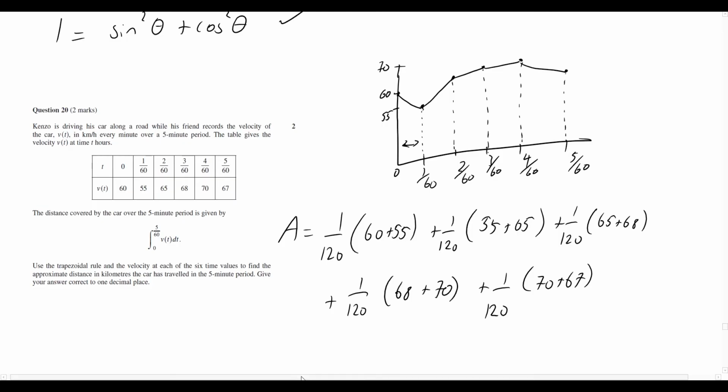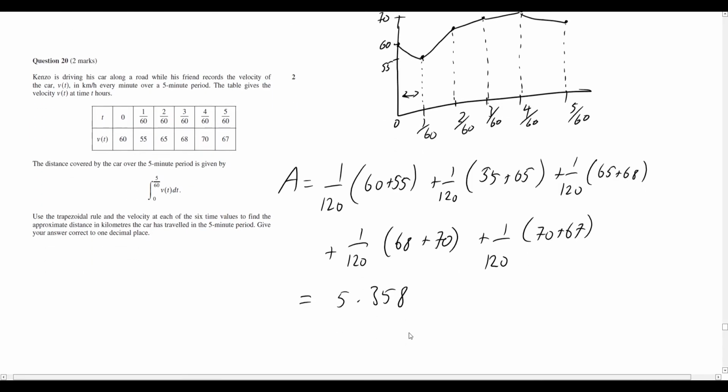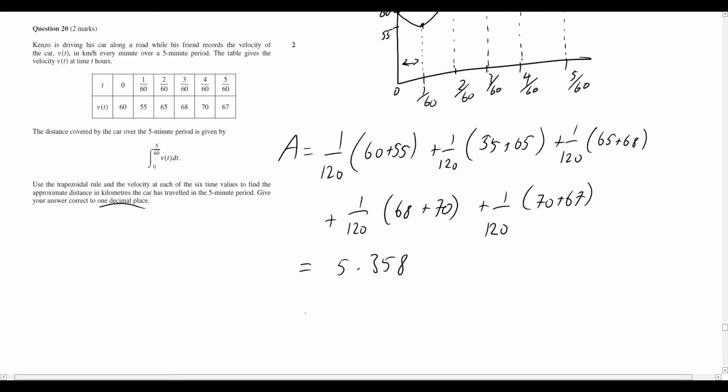And so when we calculate all that, we find that A, the area underneath the curve, is going to be equal to about 5.358. So now rounding that to the nearest decimal as asked, we can say that therefore 5.4 kilometers. And that's how far we have traveled in those 5 minutes. All right, and that was question 20.